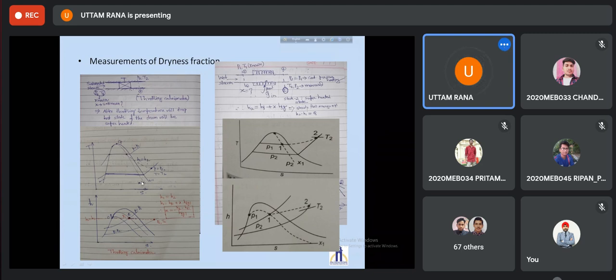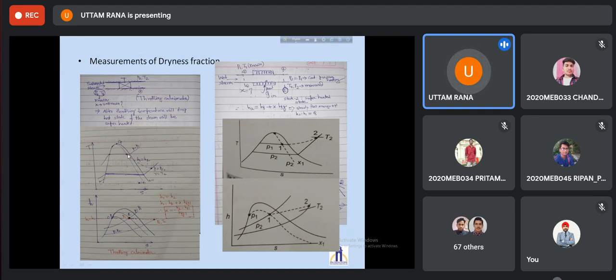Let us say these are the constant quality lines, X equal to x1, x2, x3, like that we can draw it. Let us say my quality at state 1 is x1. My objective is to find the value of this quality. Experimentally you have to determine it. For that, we will throttle this to state 2, P2, where P2 is lower than P1.